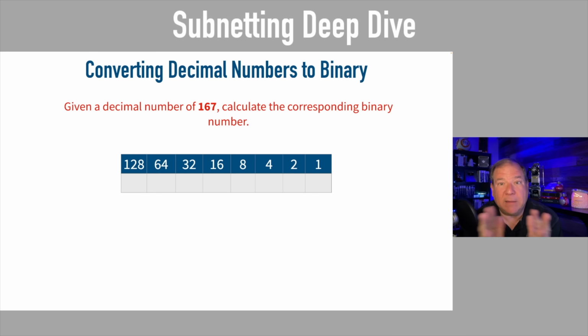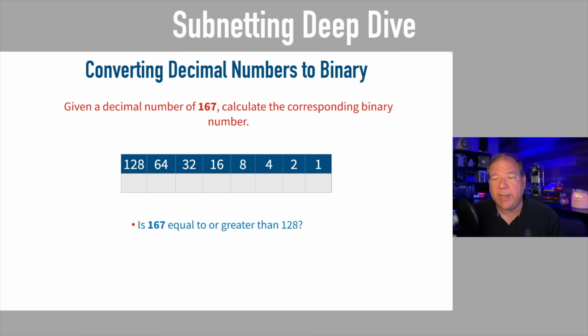Using that table, we're going to take the number we're working with. We're going to start at the left-hand side. We're going to start at the 128 column, and we're going to ask this question. You might want to put it in your notes. We're going to say, is this number I'm working with, which is right now 167, is it greater than or equal to this column heading? Is it greater than or equal to 128?